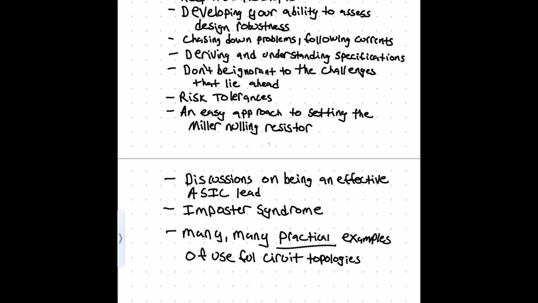And lastly, I have lots of examples prepared. I just need to make these into videos that I can share with you, but I really want to show many different practical examples of circuit topologies that you might be able to one day implement within your own chips.